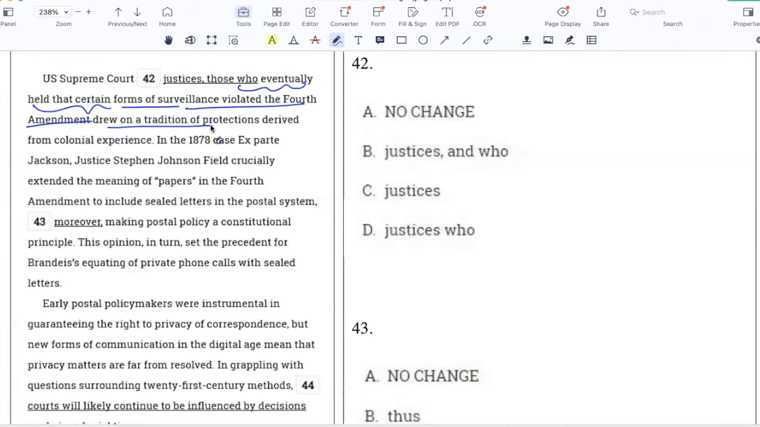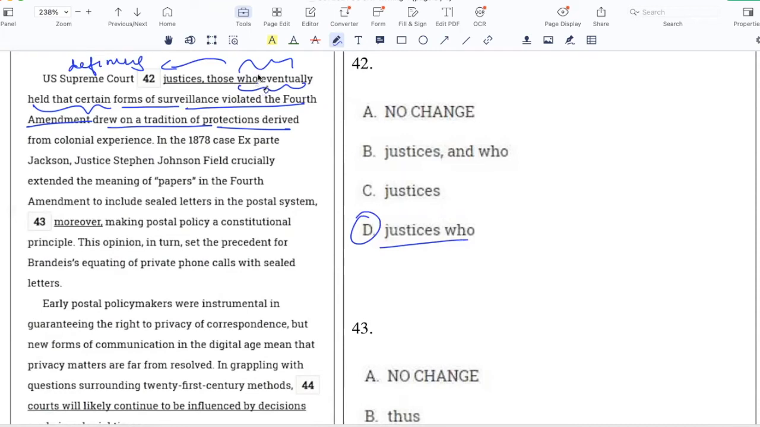Those justices drew on a tradition of protections, right? So this part is important to defining the judges, right? I'm not talking about all US judges. I'm talking about judges who eventually gave opinions against forms of surveillance that violated the Fourth Amendment, right? So this part, the eventually holding these opinions, is not additional information. It is essential to defining the judges who held those views, right? So no commas are required. So the answer would be option D.